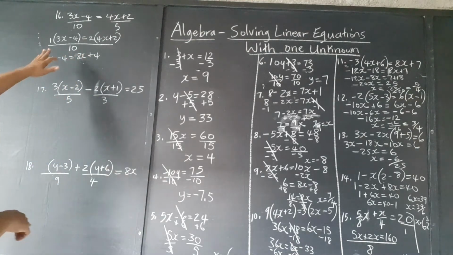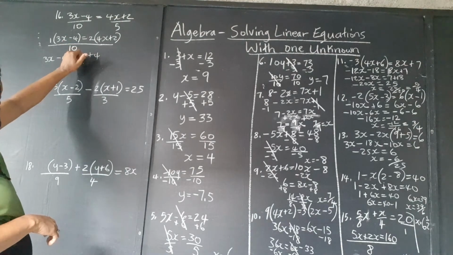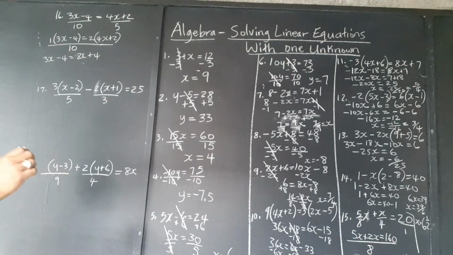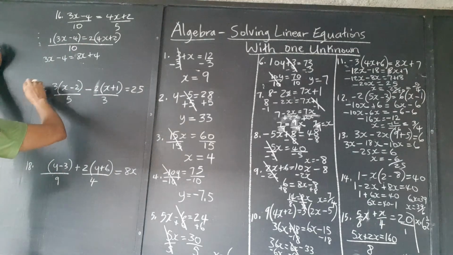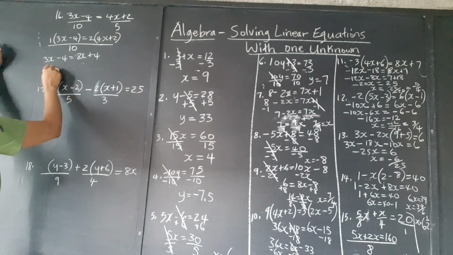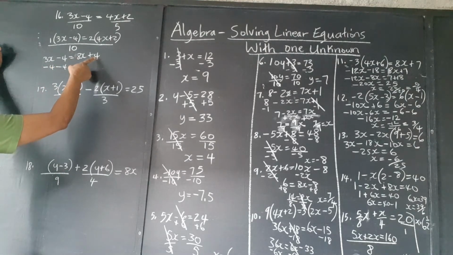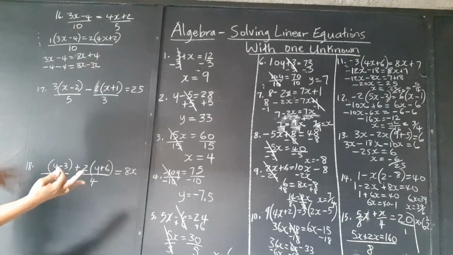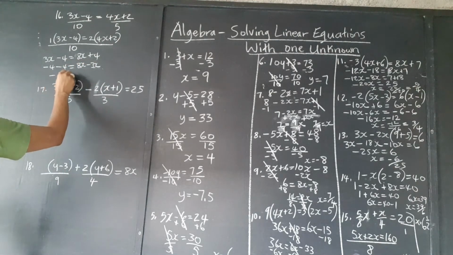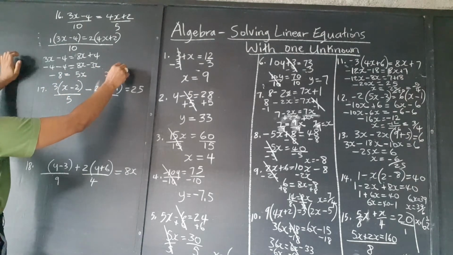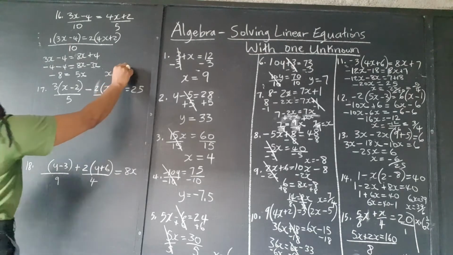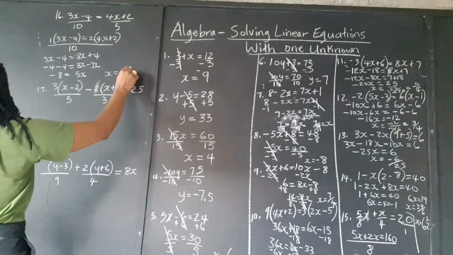Since they are all over the denominator of 10, we can ignore the denominator and just solve the terms in the numerator. So we're going to have negative 4 minus 4, subtracting from everything by 4 here, is equal to 8x minus 3x. So we're grouping the like terms. Negative 8 is equal to 5x. So x is negative 8 over 5.